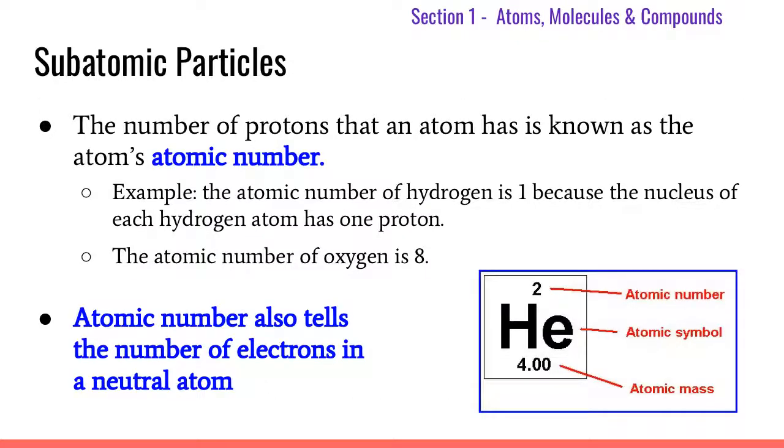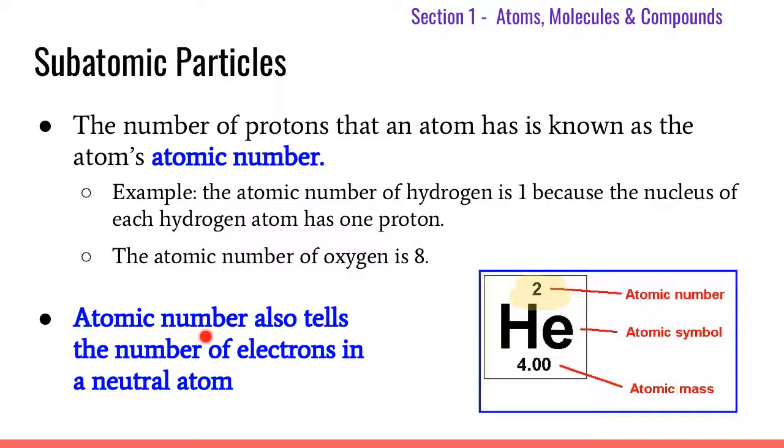When we talk subatomic particles, we also are going to talk about a few terms. One of the terms that you guys are going to want to become familiar with is the atomic number. The atomic number is the number of protons that an atom has. So the protons tell us about the identity. For example, the atomic number of hydrogen is 1 because in the nucleus of that hydrogen, it has 1 proton. The atomic number of oxygen is 8, so it has 8 protons. In this case with helium, helium has an atomic number of 2, therefore helium has 2 protons.